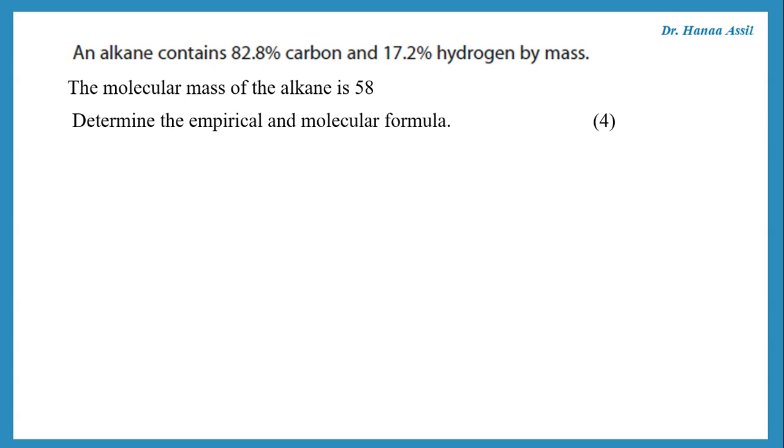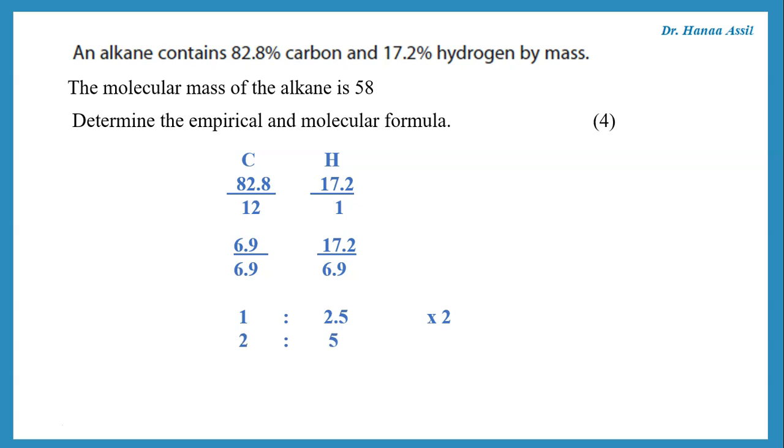So if I have this, an alkane contains this carbon and this hydrogen, and we're told that the molecular mass of the alkane is 58. So let's do the empirical formula first. Divide by the mass number, the numbers that come out, divide by the smallest. Well, when we did this, again, it gave 1 to 2.5. Don't write it as 2 and don't write it as 3. You multiply through by 2, so it is C2H5.